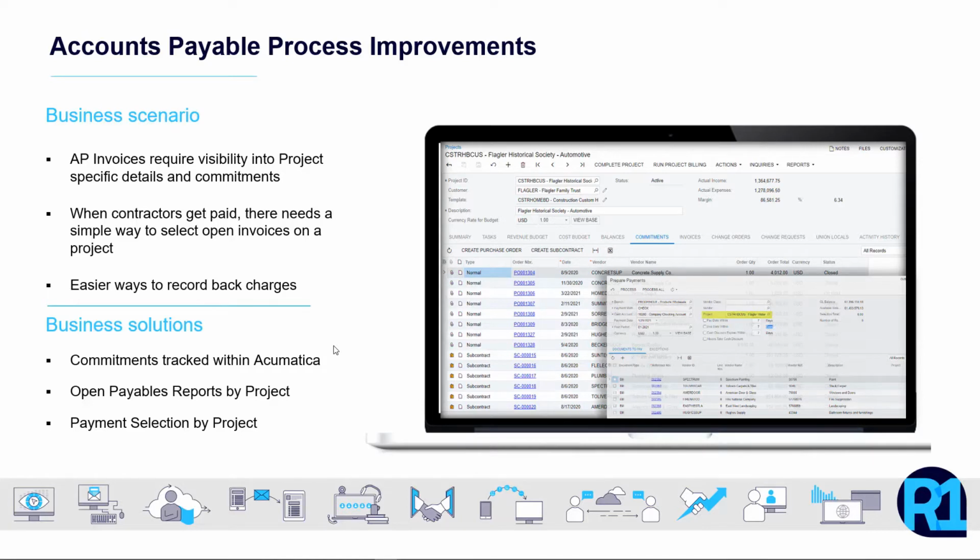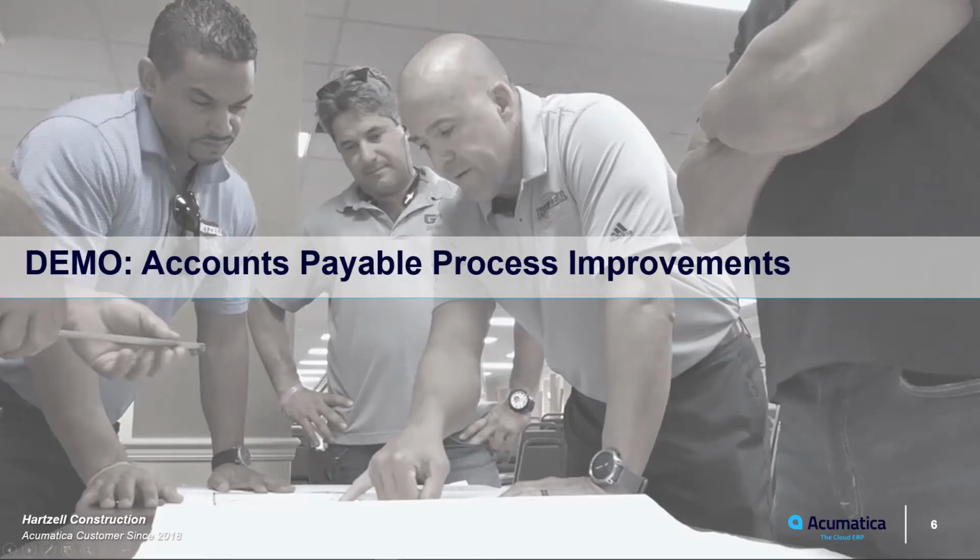And then also our customers come to us saying, we have subcontractors working for us, but they ended up doing faulty work, or we needed to go in and use our own team to jump in and finish a job. So they need to have an easy way to record back charges. So what I'd like to show you within the software now is how commitment is tracked within Acumatica. We'll talk about the open payables report, payment selection by job, and then some of the new debit adjustment procedures. All right, so let's take a look.